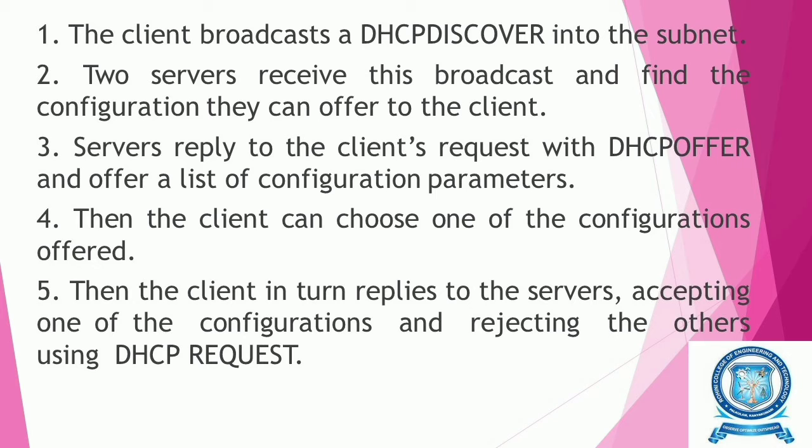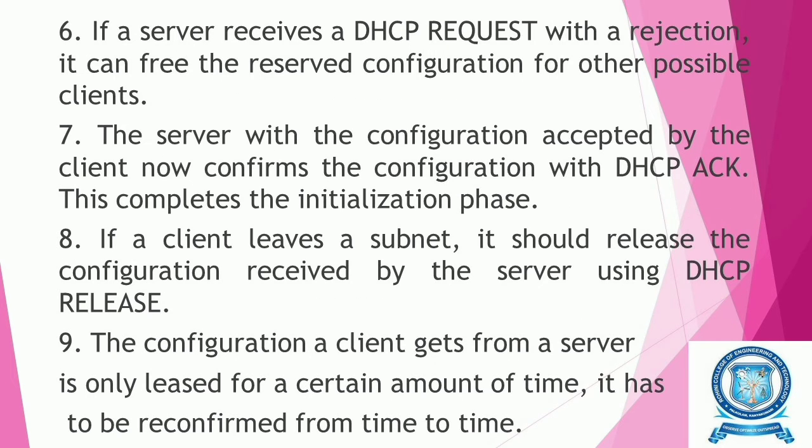So it may be two or more servers. That request will be sent in the form of DHCP discover. The servers will reply to the client's request with the DHCP offer. So it will list a set of parameters so that the client can choose between the parameters which will be okay with the client. If a server receives a DHCP request with the rejection, it can free the reserved configuration for other possible clients. The server with the configuration accepted by the client now confirms the configuration with the DHCP acknowledgement.